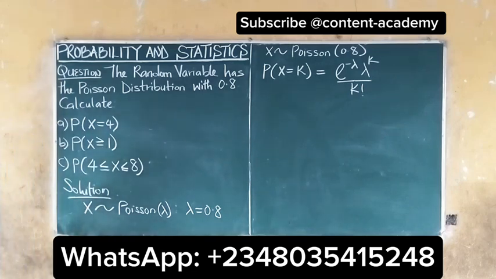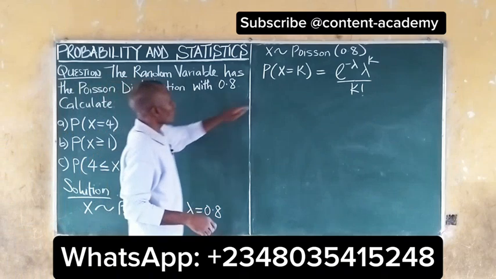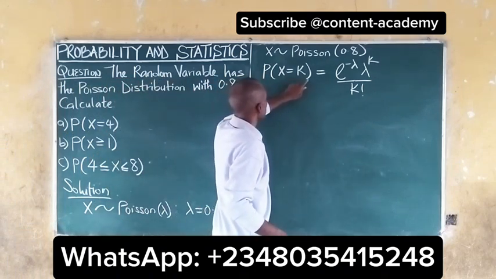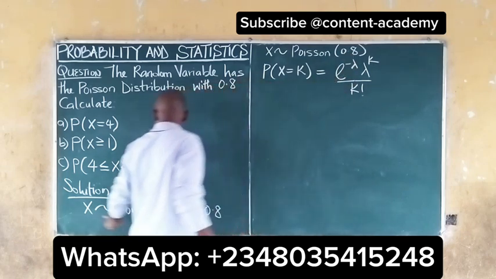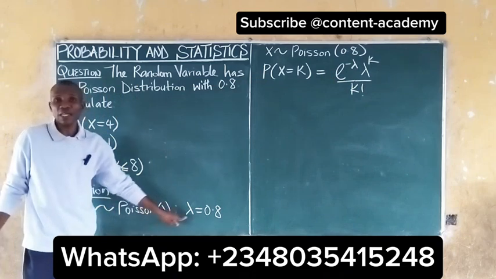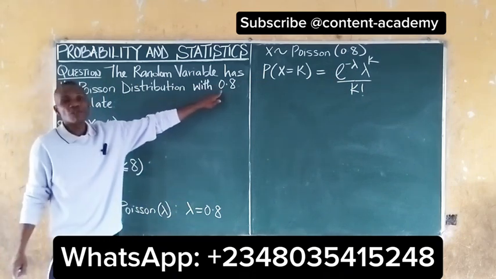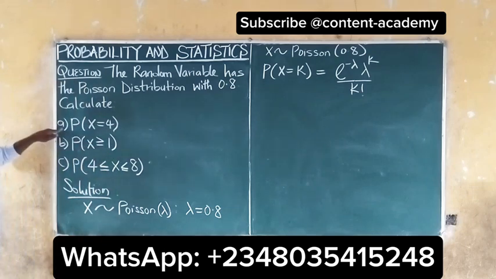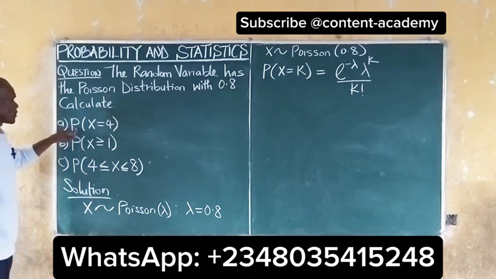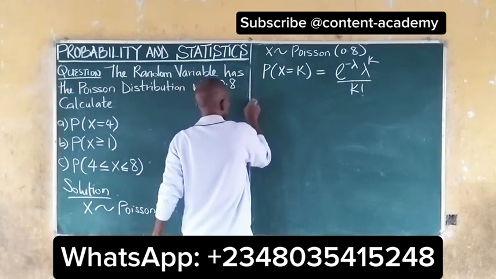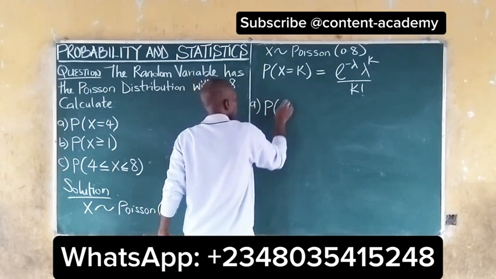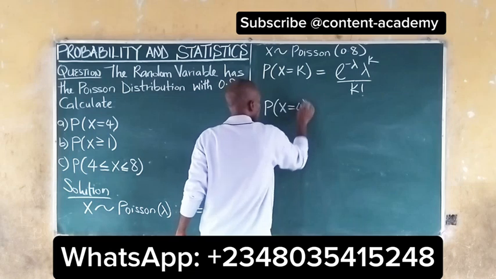We already know the value for our lambda. Our lambda is 0.8, because X follows the Poisson distribution of lambda, and our lambda is 0.8 given from the equation. Now, the first one we are asked to calculate is A, which is the probability that X is equal to 4.